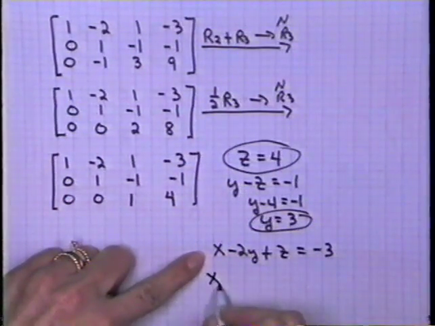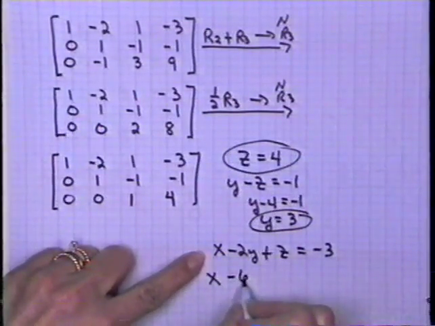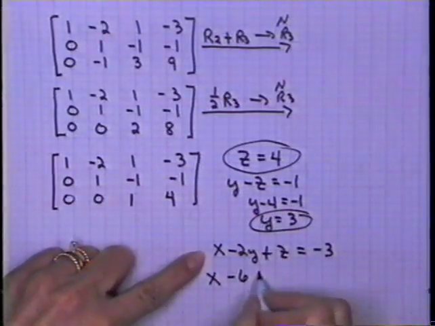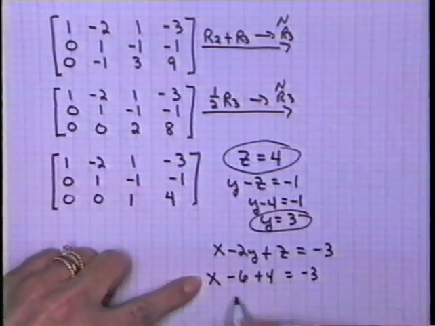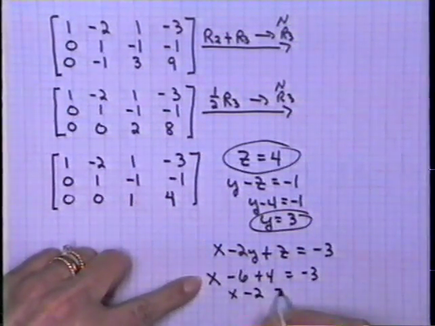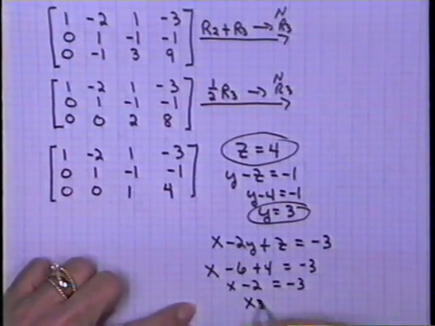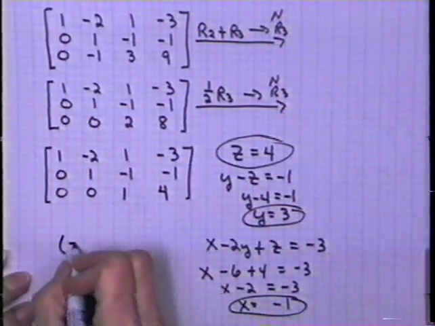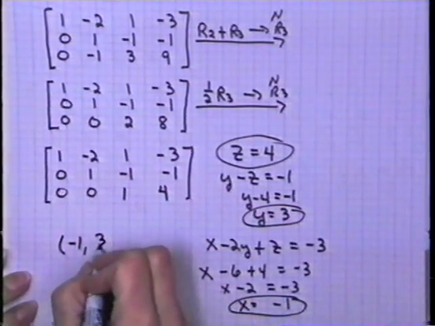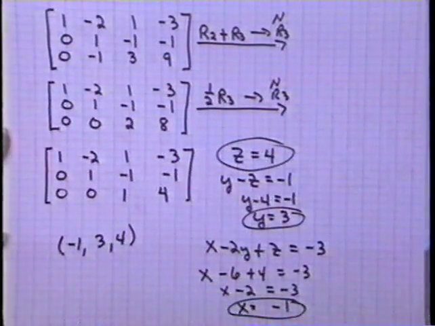Okay, I don't know x. Negative 2 times y is going to be a negative 6 plus z, so plus 4 equals negative 3. Simplifying, x minus 2 equals negative 3. So x equals negative 1. So my solution is negative 1 for x, 3 for y, and 4 for z.